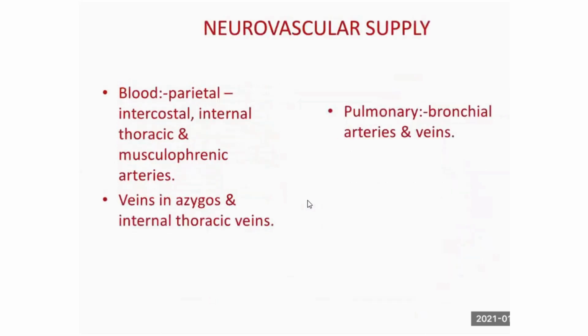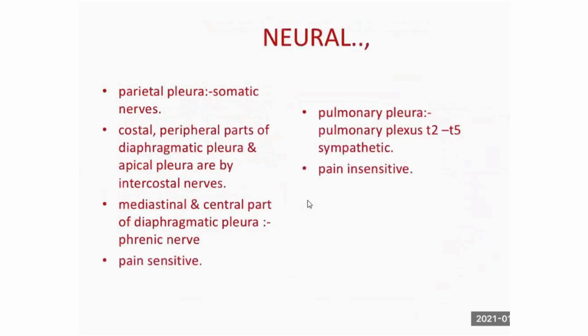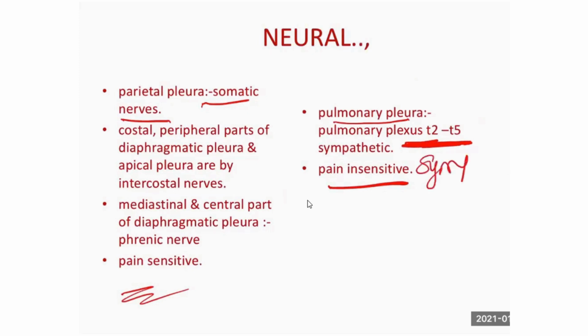Nerve supply you have to remember. Which is pain sensitive? Parietal pleura is supplied by somatic nerves, so it is pain sensitive. Whereas the pulmonary pleura is supplied by sympathetic plexus. Sorry, it is parasympathetic. Sorry, sympathetic. T2 is sympathetic. Pain from pleura: if there is any pleurisy, you get some pain, right? That pain is perceived from which pleura? Parietal pleura. Pulmonary pleura is pain insensitive.